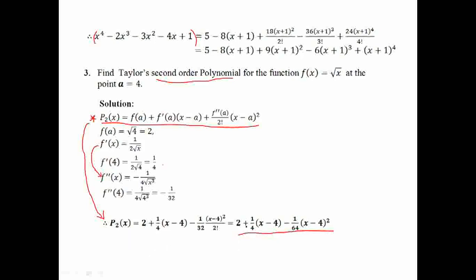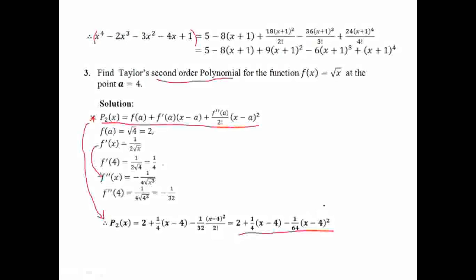Okay, so the expression on the right hand side is what is needed: 2 plus 1 over 4, open bracket, x minus 4, close bracket, minus 1 over 64, open bracket, x minus 4 squared. Okay, so this is the required second order polynomial. Now we've tackled 3 important examples to shed more light on the application of Taylor's series.